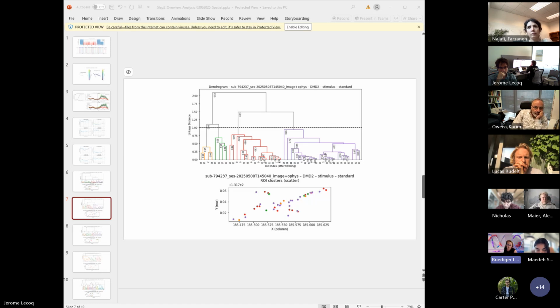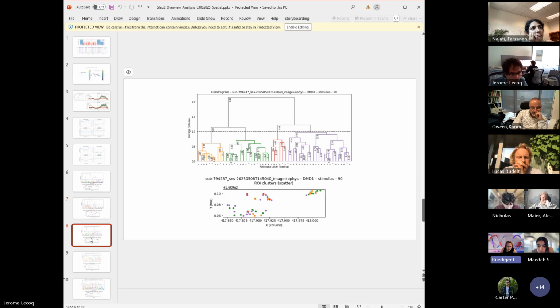And so you can see that some of these are quite distributed. And I did that in a stimulus-specific way. So what's plotted here is for the standard stimulus condition, for instance. And then we can go to another slide, maybe 8. We probably have the same recording, but this is now, for instance, for a 90-degree oddball.